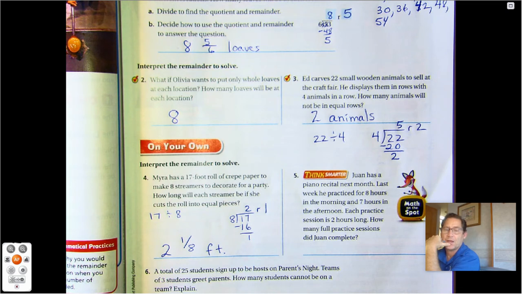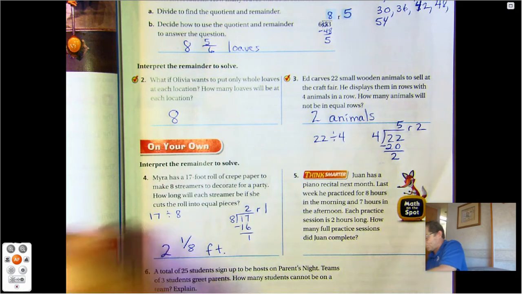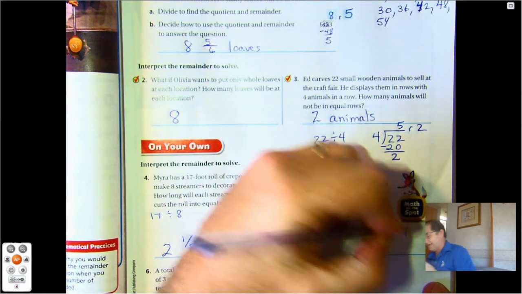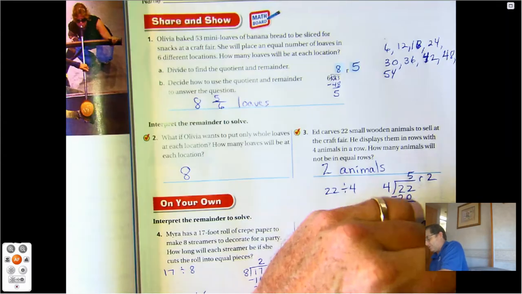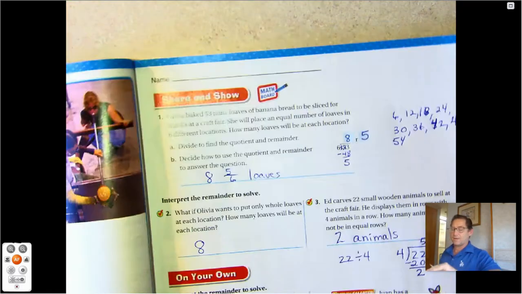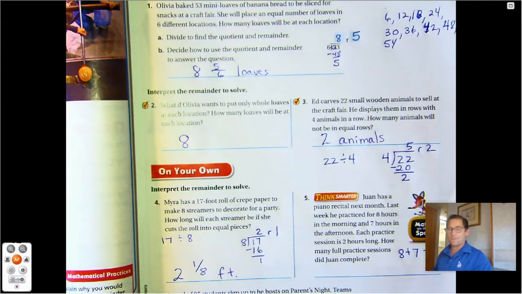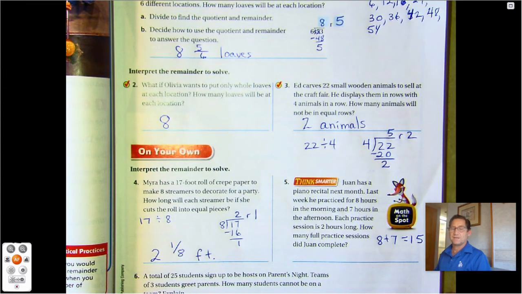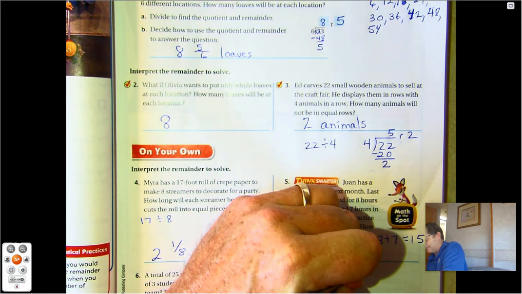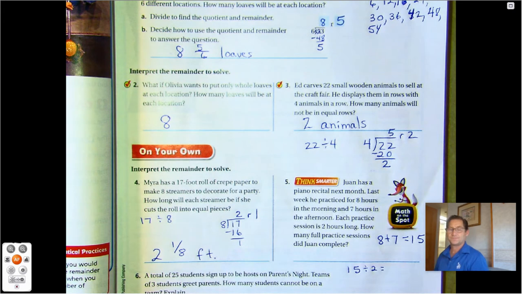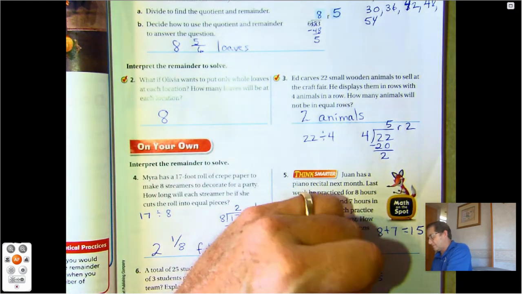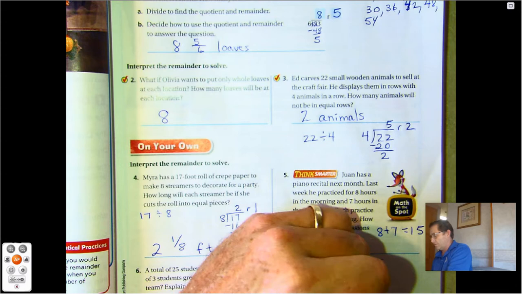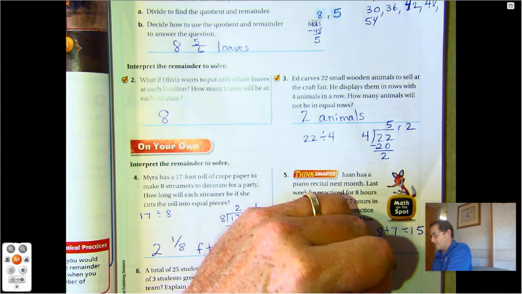Okay, so 8 plus 7, that's how many hours he practiced, right? And that gives you 15. And then it told us that sessions of 2 hours makes up a full session. So we're going to take 15 and divide by those 2 hours. So 15 divided by 2. Well, I know 2 times 7 is 14 with 1 remainder. So how many full sessions? 7.